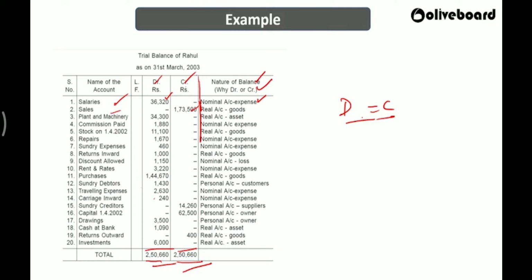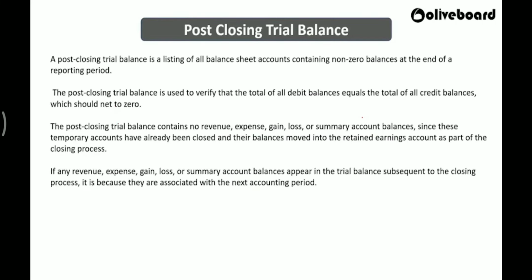That's it. All right. Now, we were talking about post-closing trial balance. I have given here, what is it? Post-closing trial balance is a listing of balance sheet accounts containing non-zero balances at the end of a reporting period. All right. Basically, what happens? It has only balance sheet balances, which means all your assets and liabilities.